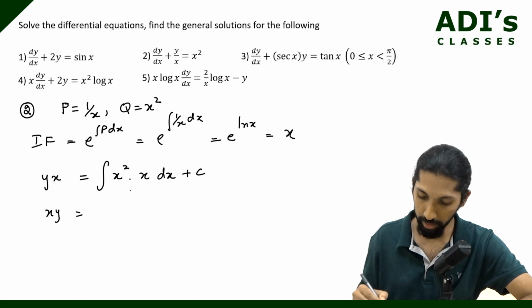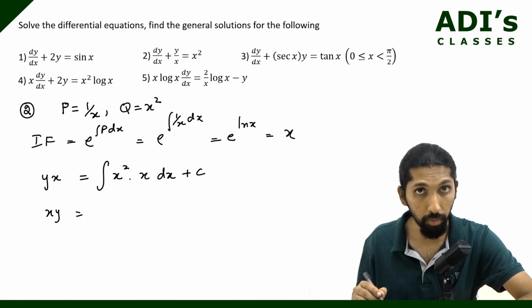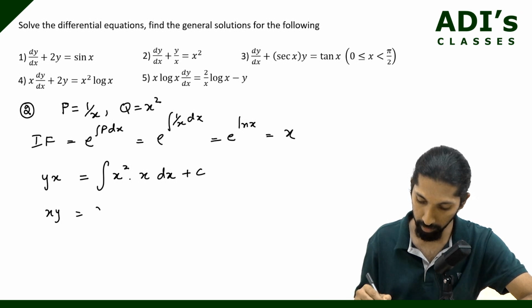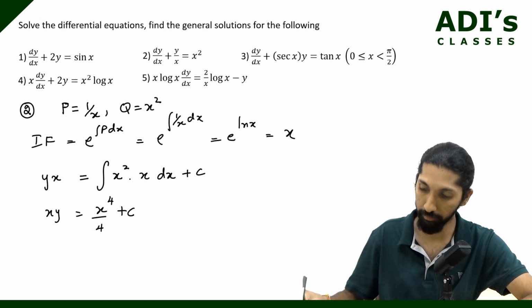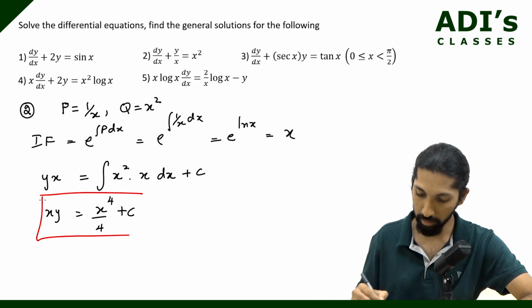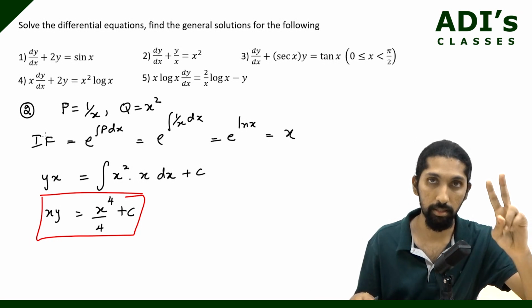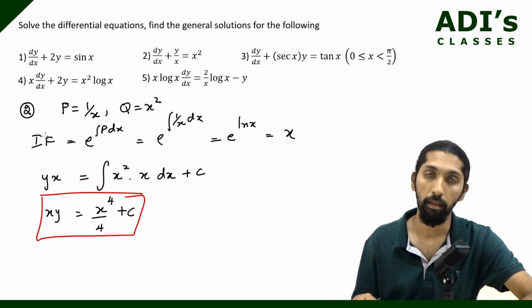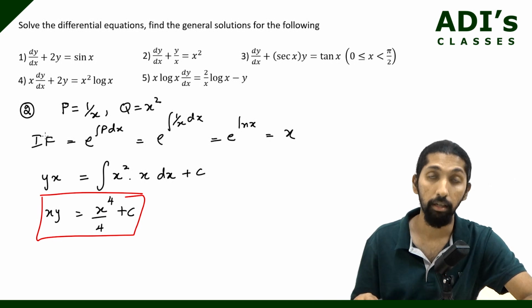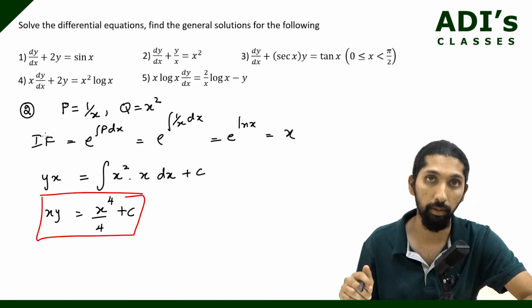So x into y is integration of x cube, and integration of x cube is x to the power of 4 by 4 plus c. That's all. This is going to give us the final answer for the second question. Very simple, correct? Now let's move on to the next one.